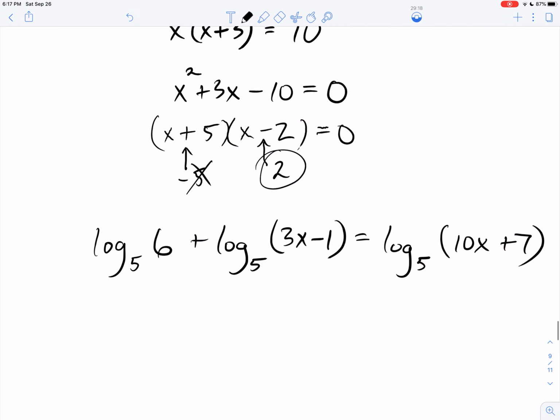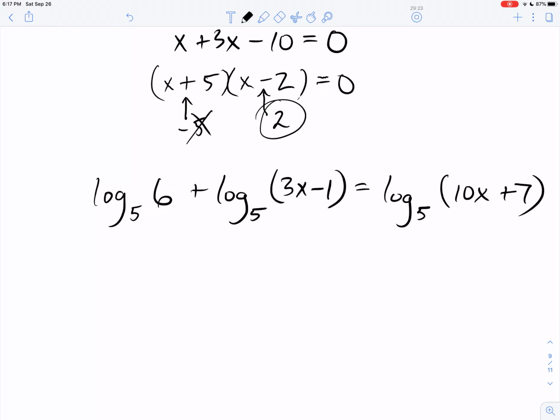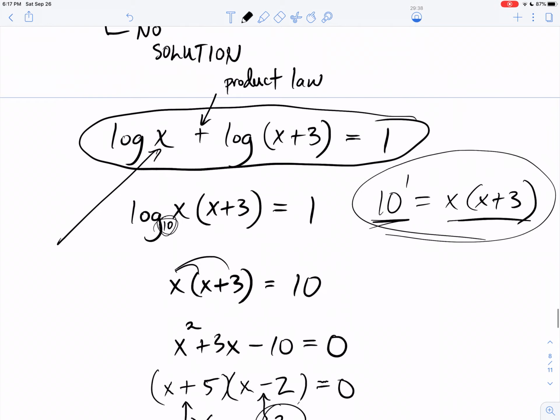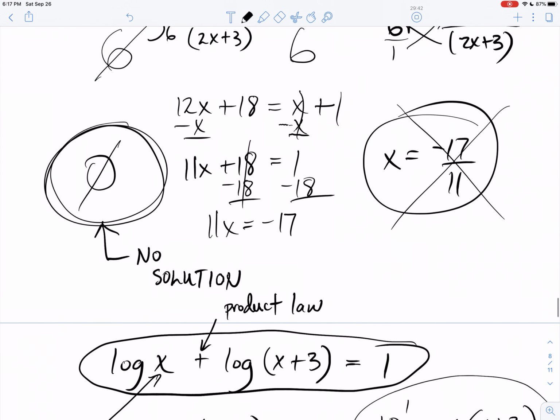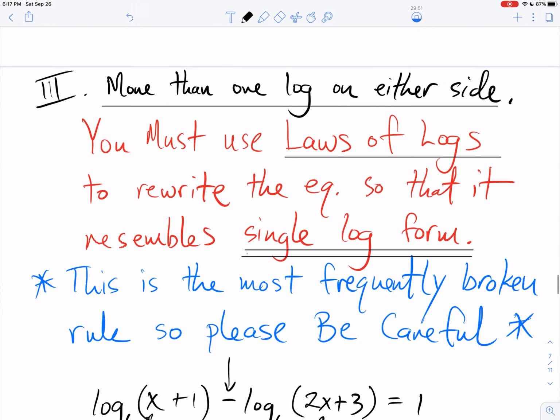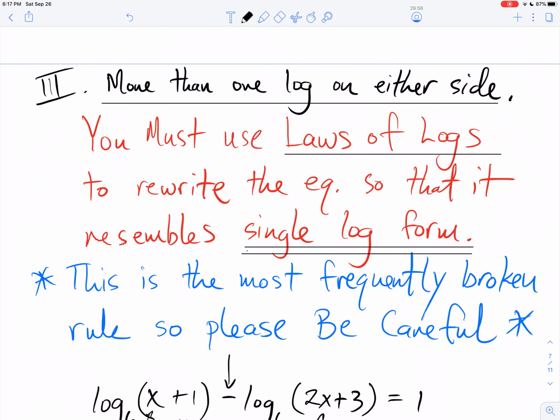So what about this guy? I want you to look at this for just a second and try to figure out why this one is a little bit different than the other ones. On this one, I have two logs on the left, one log on the right. Hey, look at this original. I had two logs on the left, no log on the right. So what is the Roman numeral 3? How did I phrase this? There's more than one log on either side.